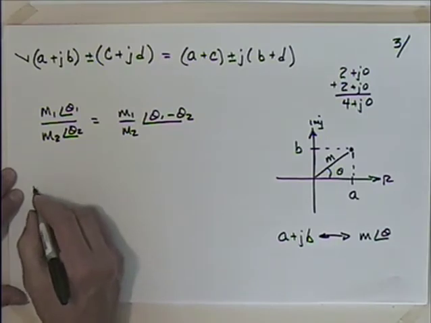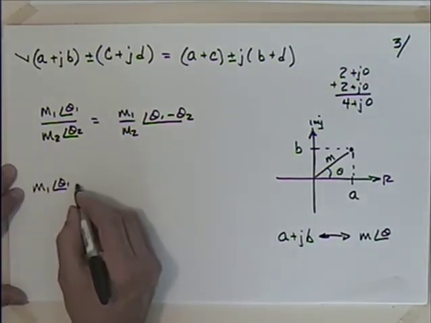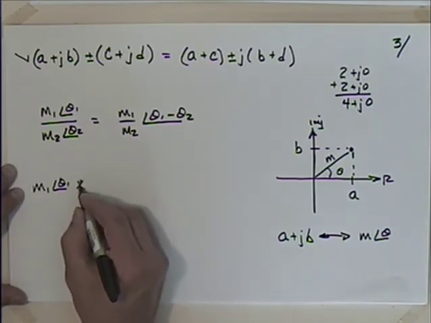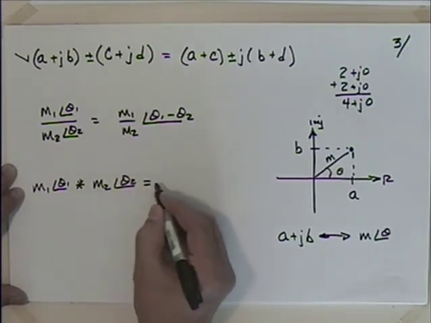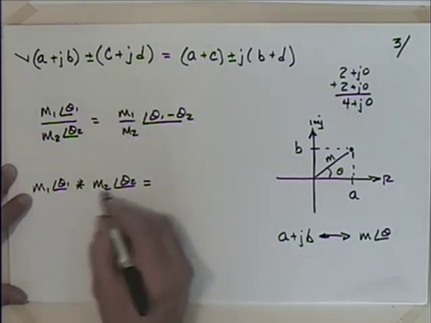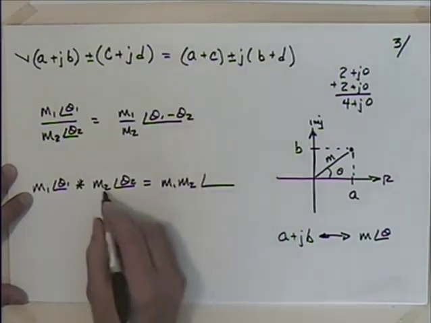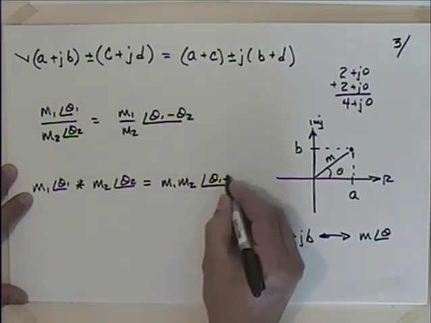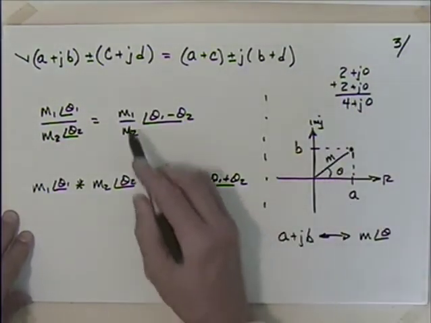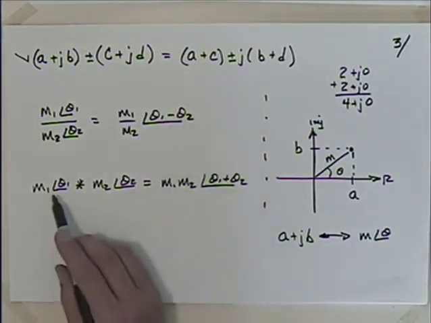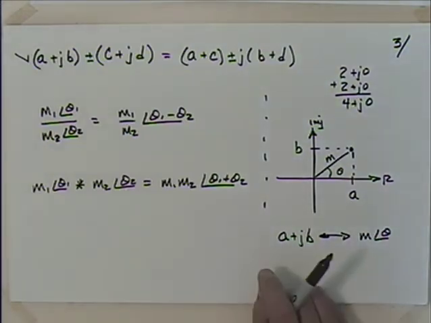If I want to multiply, again, let's say that I have magnitude m1 at theta 1, and I want to multiply that times m2 at theta 2, what's that turn out to be? Well, I find the product of the magnitudes, m1 times m2, and then what do I do to the angles? I add them, theta 1 plus theta 2. Okay, so let me double check that. I've divided and subtracted. Here I have multiplied and added. So I think we're good.